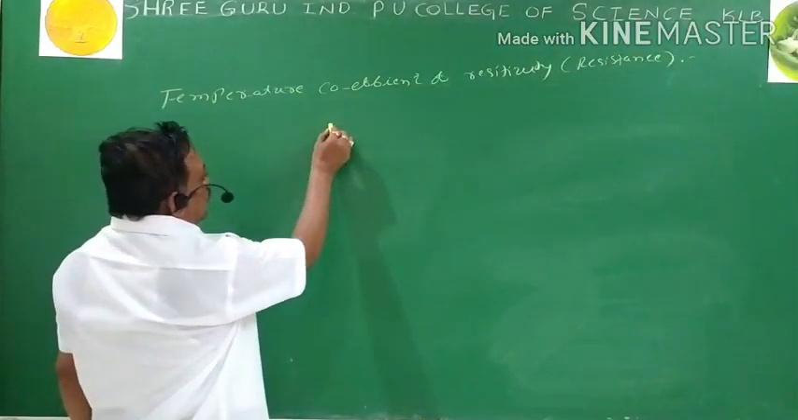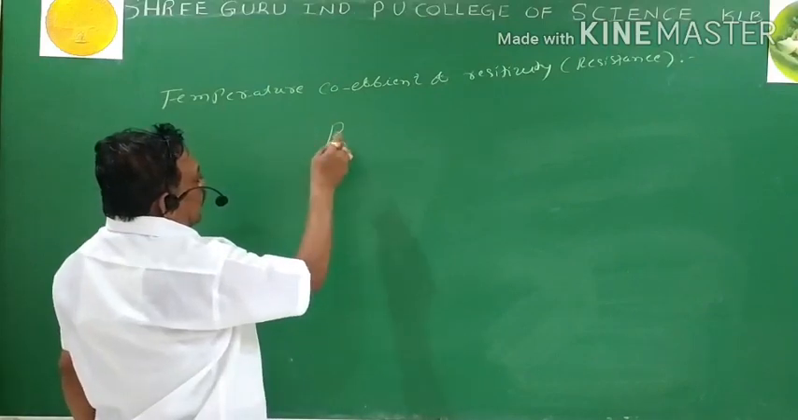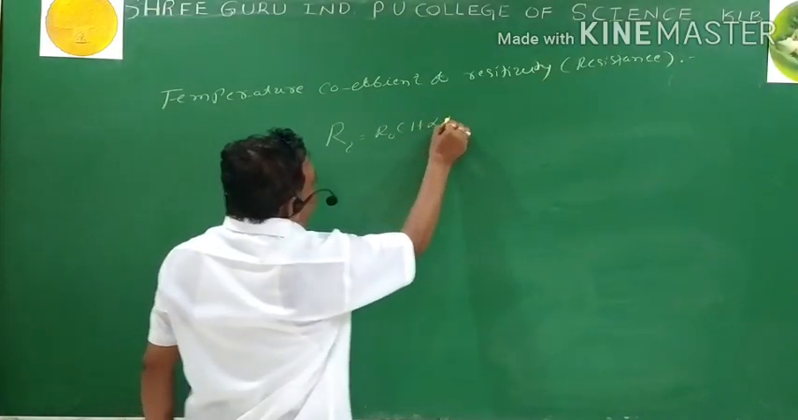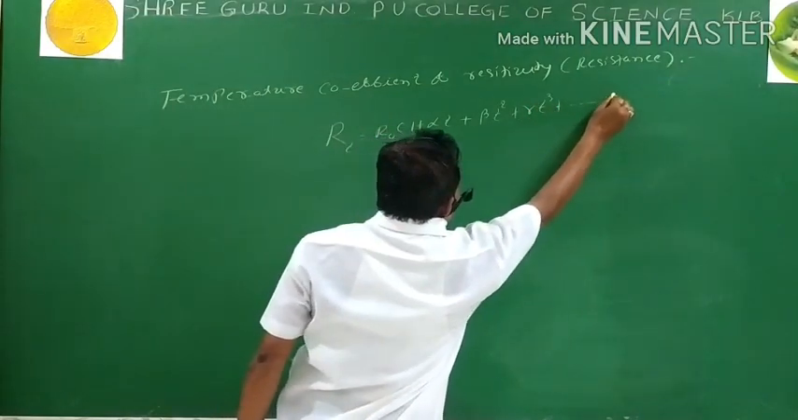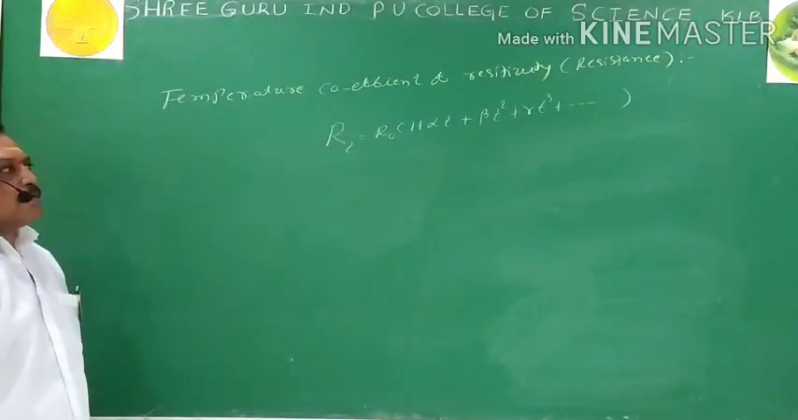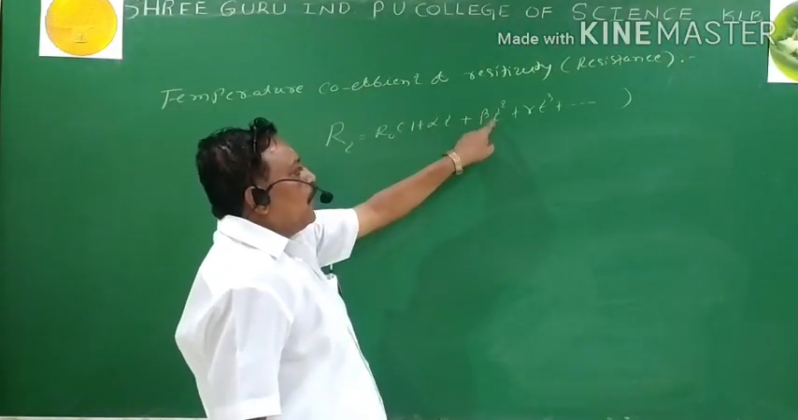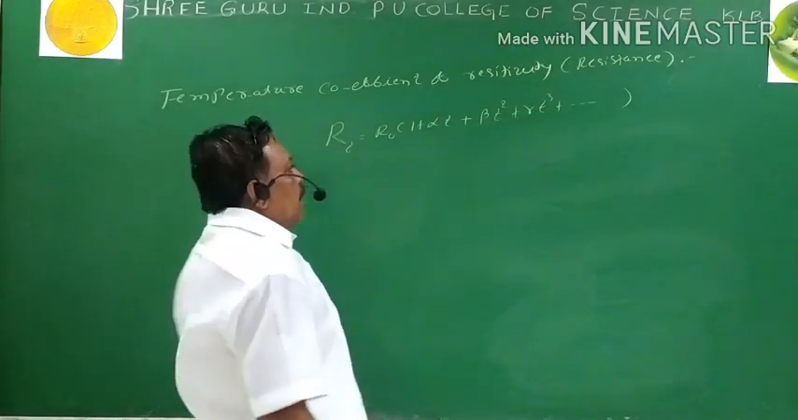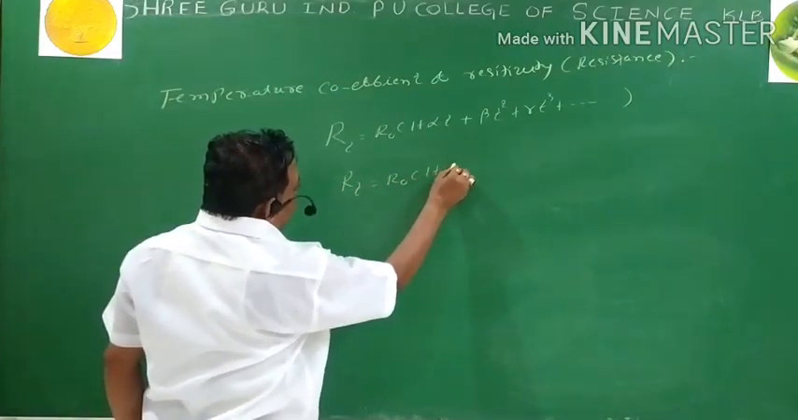For a small change in temperature, the resistance of the conductor is given by RT equals R naught into bracket 1 plus alpha T plus beta T square plus gamma T cube plus and so on, where alpha, beta, gamma are nothing but constants. As the temperature is small, the square of it is again too small, and its cube is again too small. Hence, the higher order terms of the temperature are neglected here. Then I can reduce the equation to RT equals R naught into bracket 1 plus alpha T.